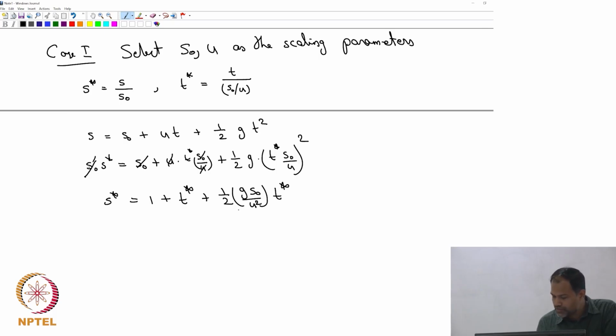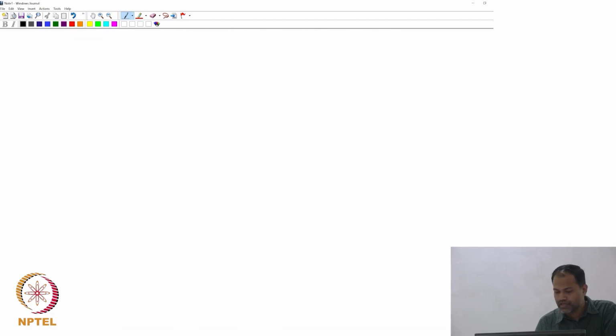And let me call this parameter, say some alpha. So that means S star equal to 1 plus T star plus half alpha T star square.